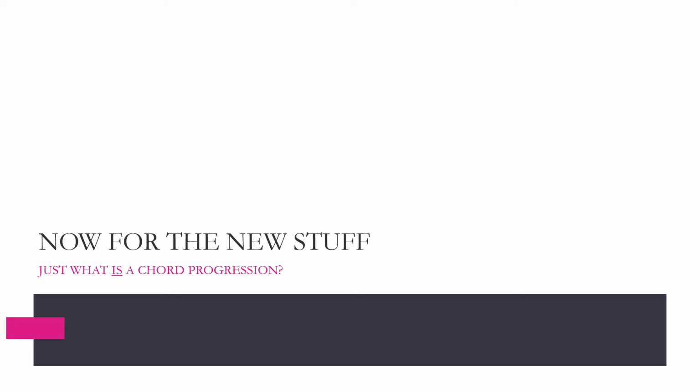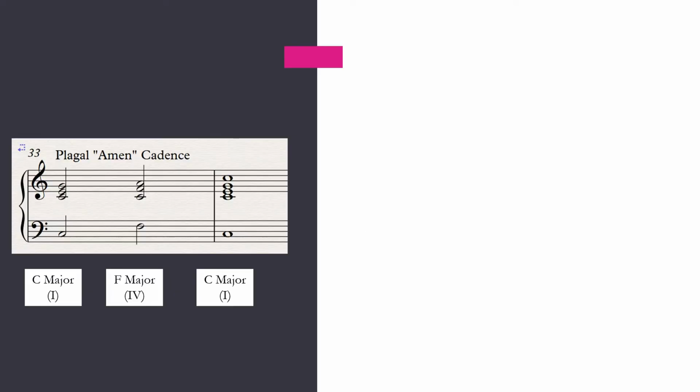What exactly is a chord progression? Well, of course, the first thing I do is show you something that's not exactly a chord progression. But a chord progression is just a pattern of chords. And this is technically a pattern. This is a plagal amen cadence. We don't really need to remember the name of that.